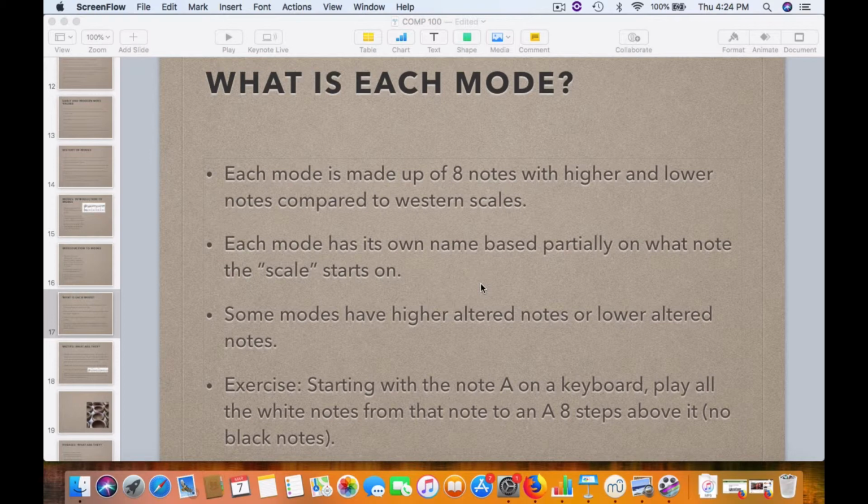And so with this, I have an exercise for you. Starting with the note A on a keyboard or piano, play all the white notes only from that note to an A 8 steps above it, no black notes. And then repeat that with B to B, C to C, D to D, E to E, and so on. This exercise will prep you for the next lecture where we go into each individual mode and explain what it is and how it works.